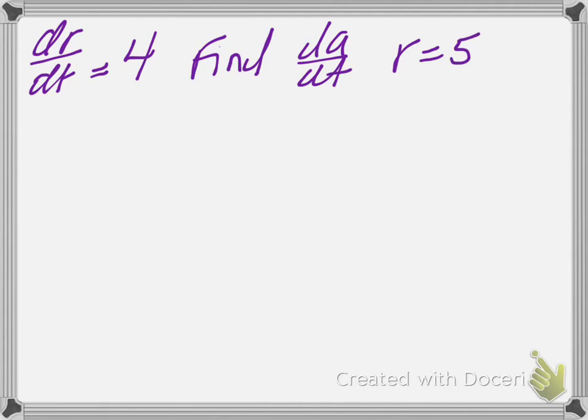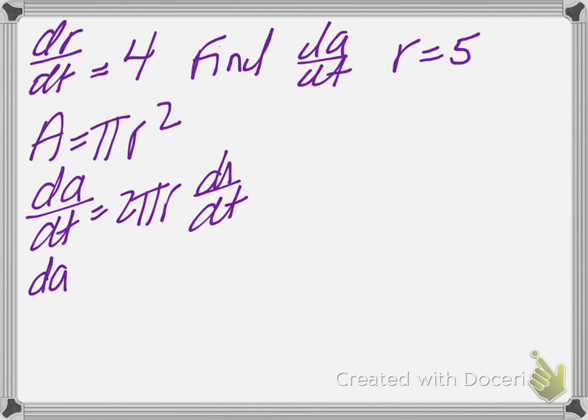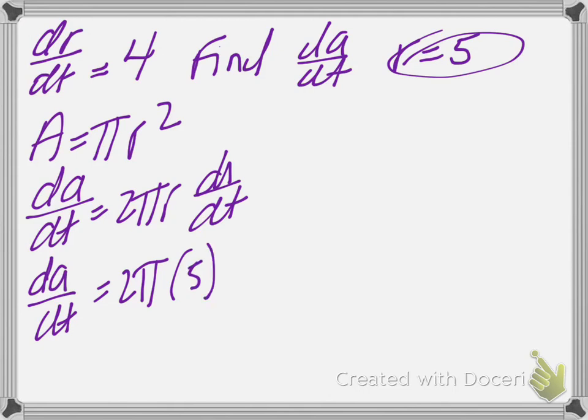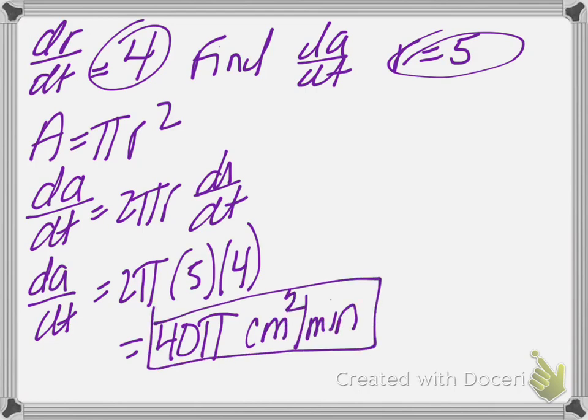This is just like the homework problem. Okay, so we're going to start with area. Area equals pi r squared. Find the derivative of both sides like we did before. And now substitute. So we're looking for dA over dt. r is 5, and dr over dt is 4. So 2 times 5 is 10. 10 times 4 is 40. So you can have 40 pi. And the units are going to be centimeters per minute, and it's about area, so therefore it's squared.